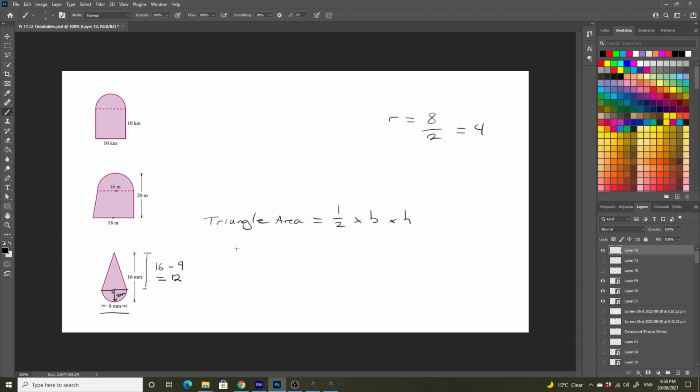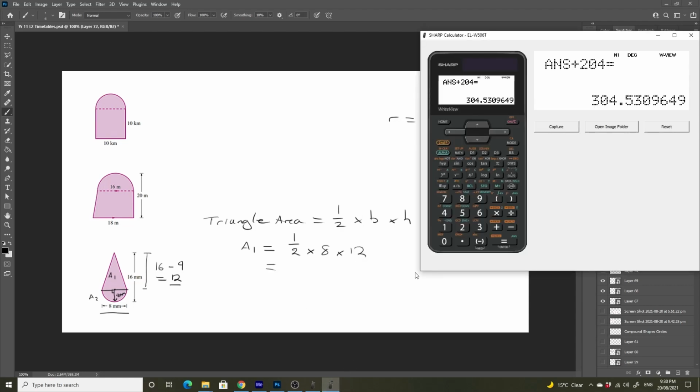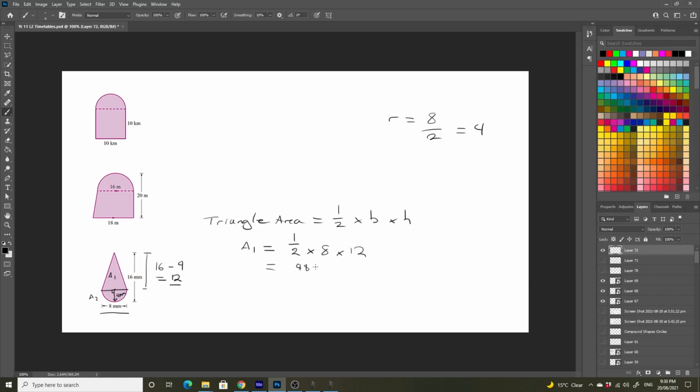So now we have everything we need in order to solve for our triangle and in order to solve for our semicircle. So we're going to call our triangle A1, we're going to call our semicircle A2. So A1 is going to be equal to, well, half times base, which is 8, times our perpendicular height, which we worked out is 12. Half times 8 times 12, so 1 over 2 times 8 times 12, which equals 48. So 48, and what's our units? It's millimeters. So millimeters squared. What's our area 2 going to be equal to?